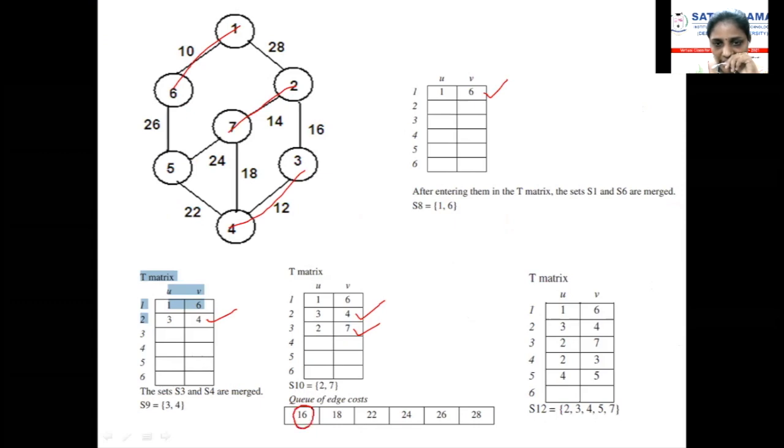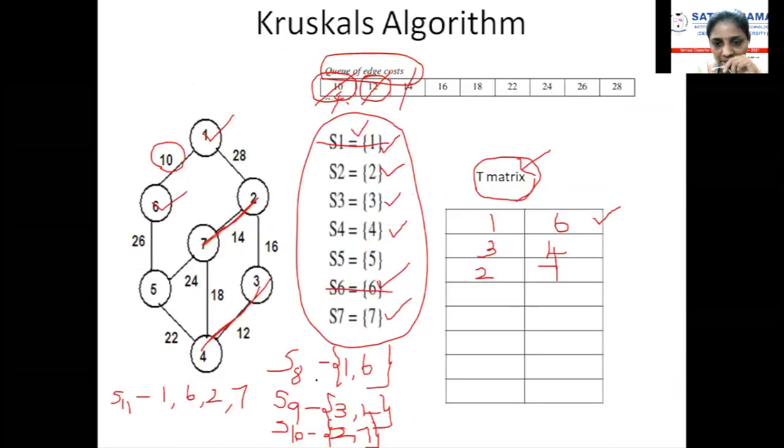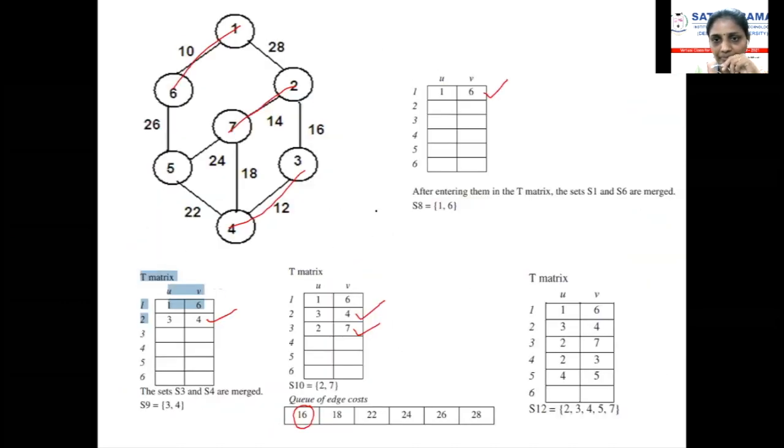16 is the next value in the queue. What is 16 connecting? 2, 3. 16 is connecting 2, 3. Now, do they belong to different sets? What are these sets? Wait, let me write it here quickly. S8, S9, S10, and S11. I'm not using the braces here, I'm just writing the values. S8 is 1, 6. S9 includes 3, 4. S10 includes 2, 7.